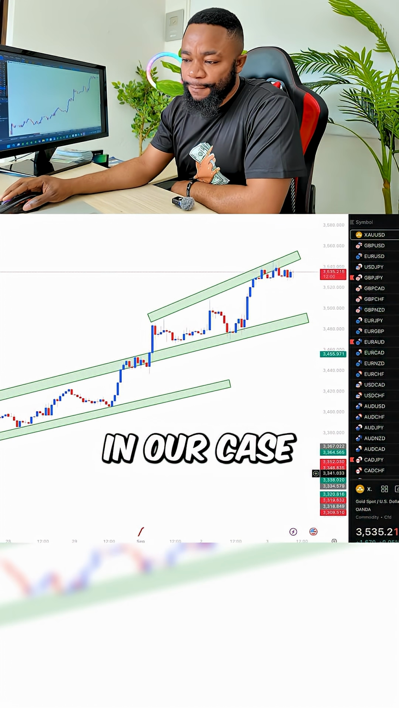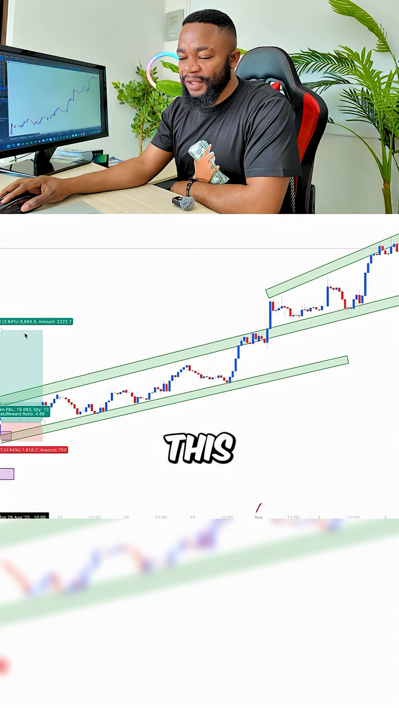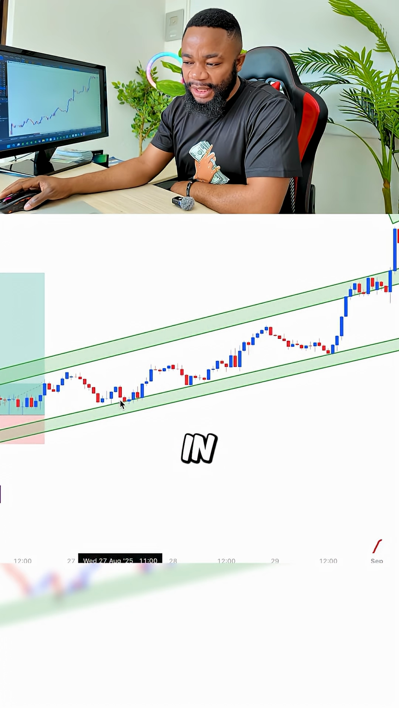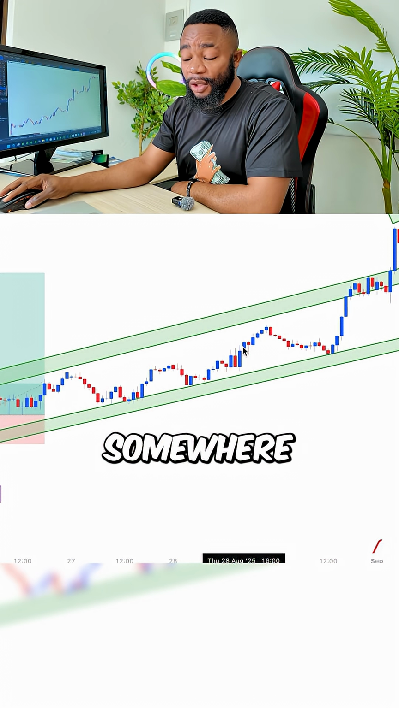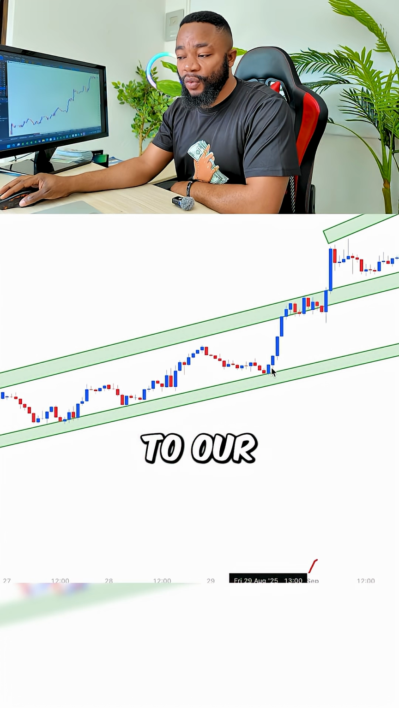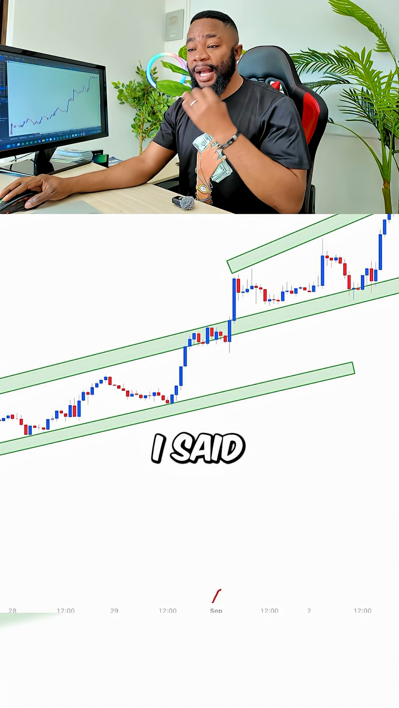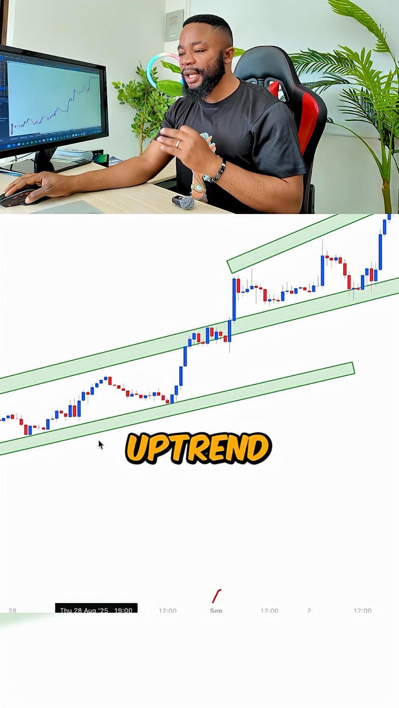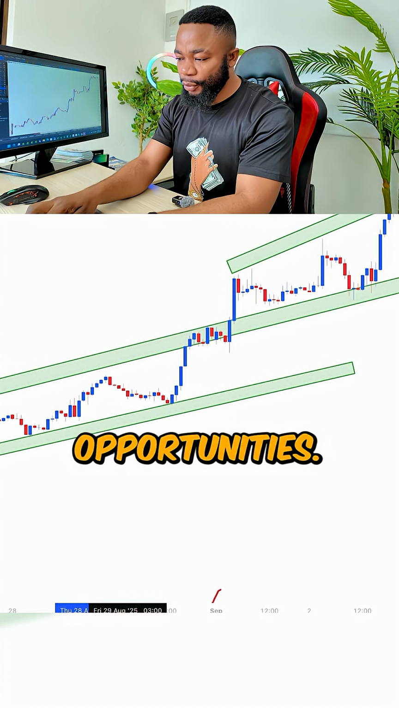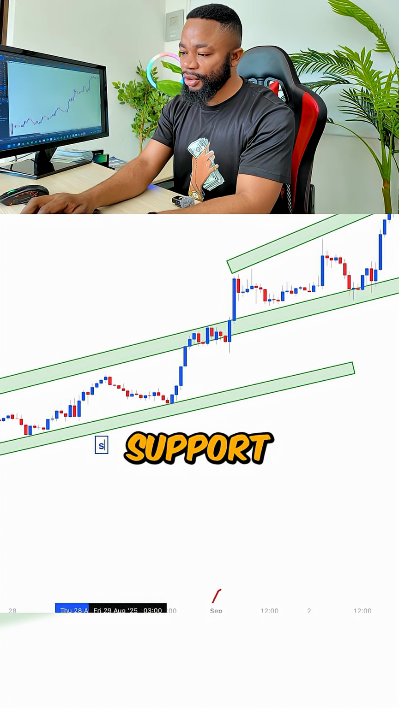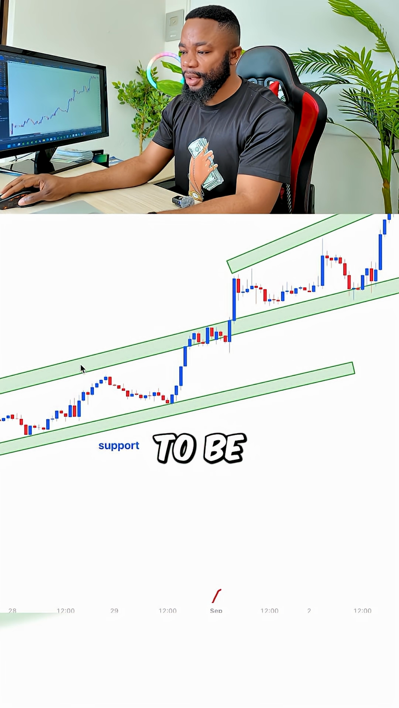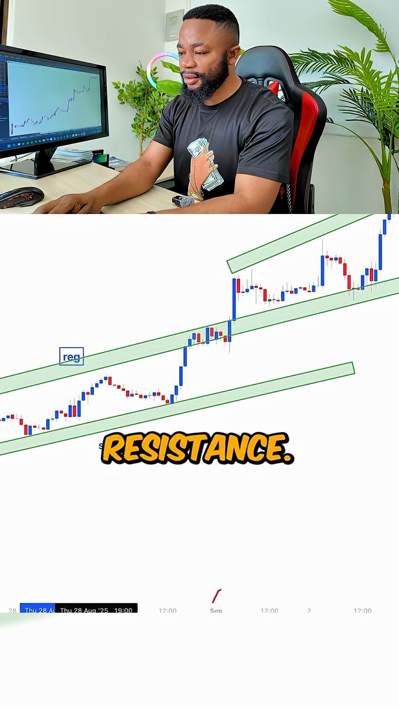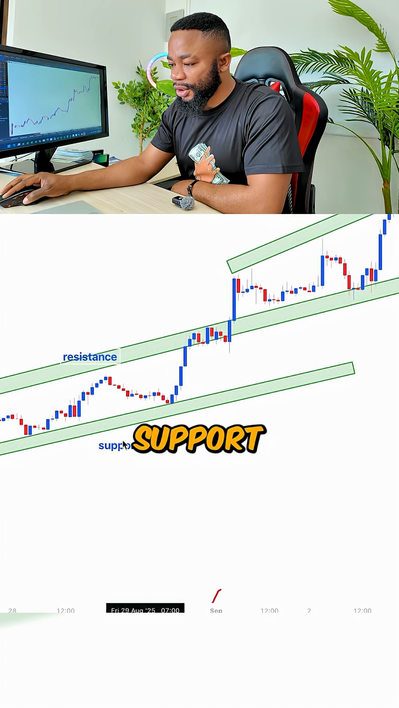So in our case, so long as we went out of this particular trade, you can see we would have gotten in here on a buy, go off for a risk to reward of 1:2, would have gotten out somewhere there. The market pushed down again to our support right here. Remember, I said if the market is in an uptrend, you are only looking for buy opportunities. So this one is going to be our support, and this one is going to be our resistance, right? That's going to be our support and our resistance.